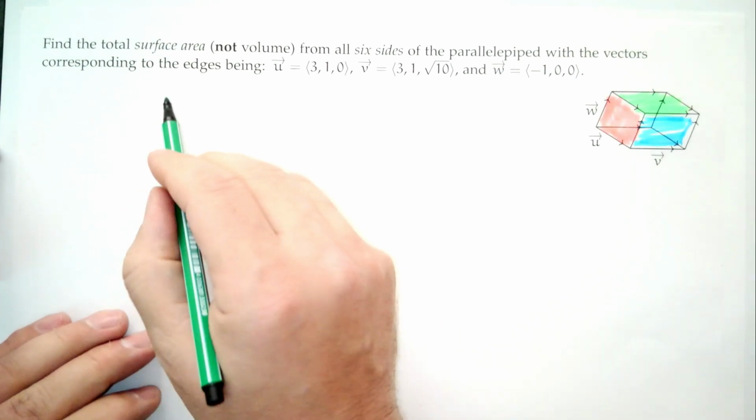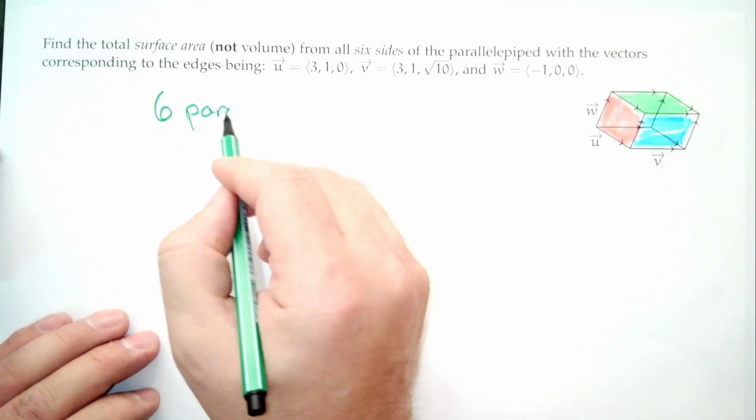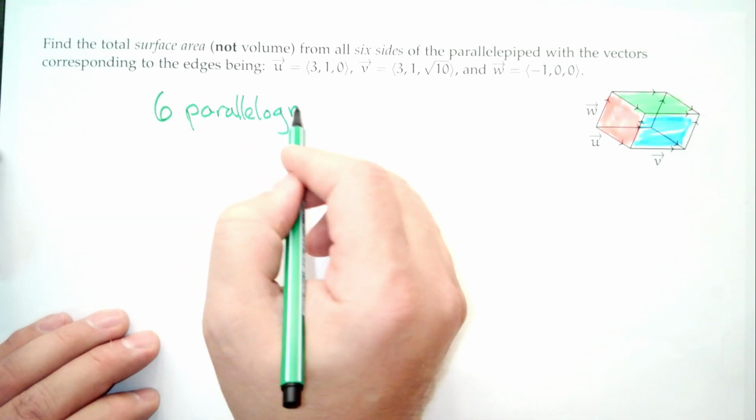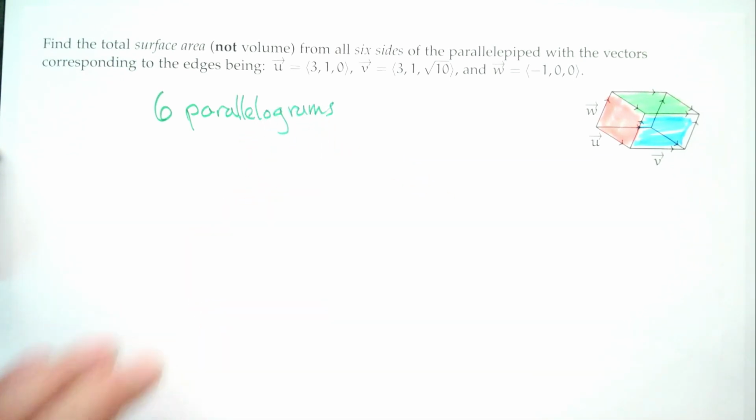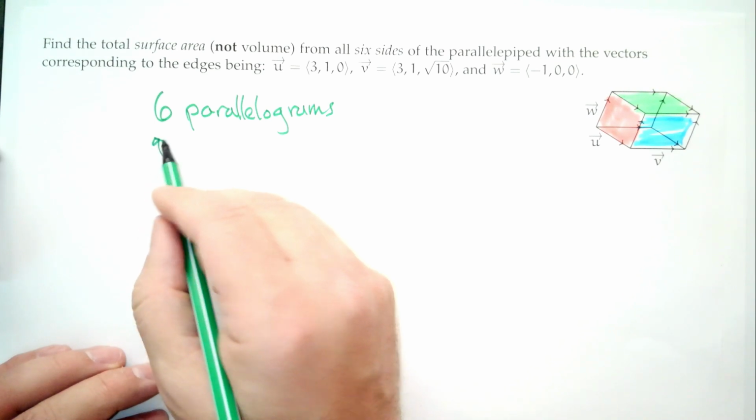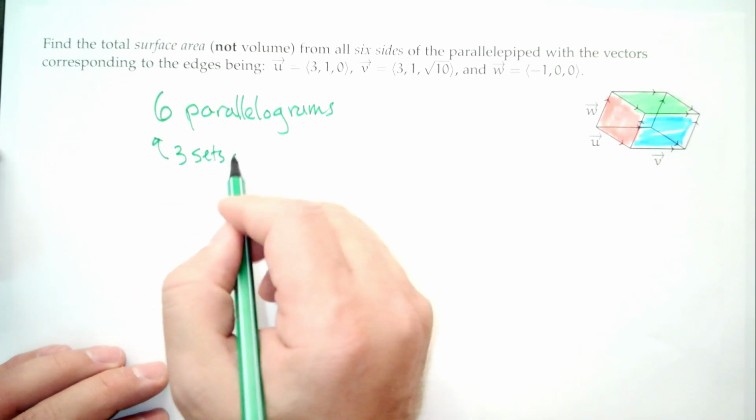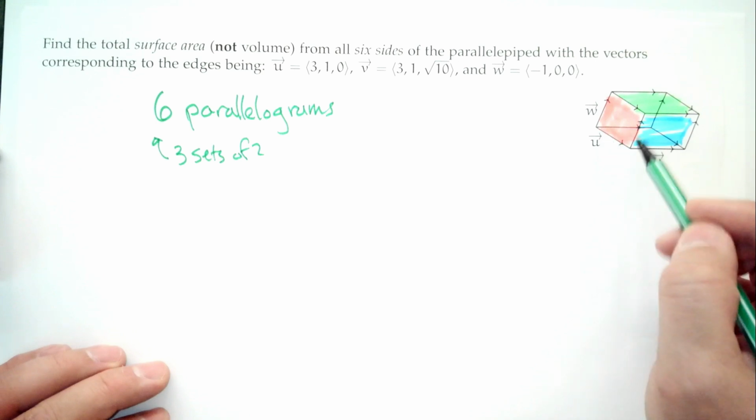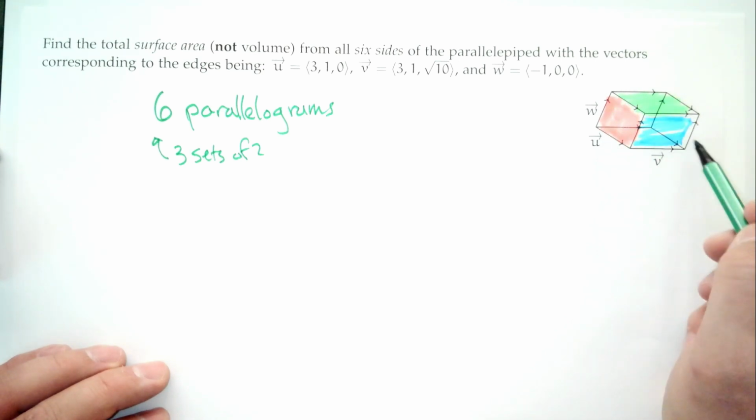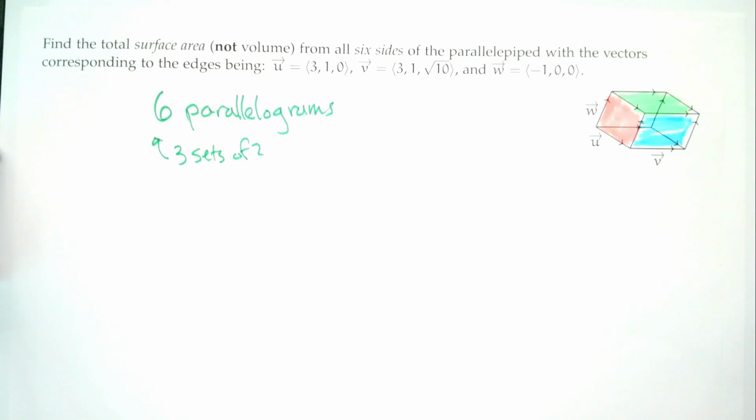So we say, here what we have is 6 parallelograms. So, what are we after? We want to find the area of a bunch of parallelograms. Now we can save ourselves the work, and what we really have is 3 sets of 2. Because if I look at one side, there's a directly opposite side, which has the exact same area. So, this problem is about finding area of parallelograms and then just doing it a bunch of times.